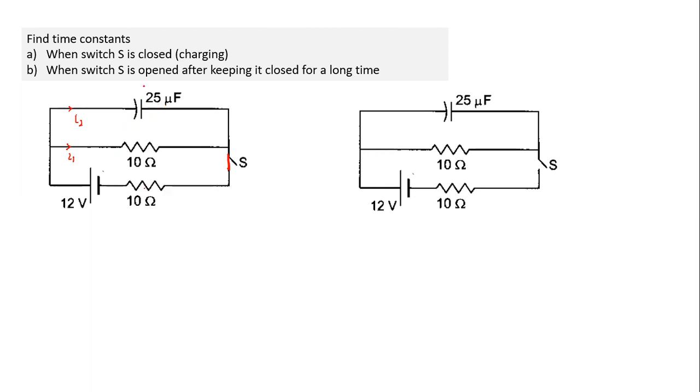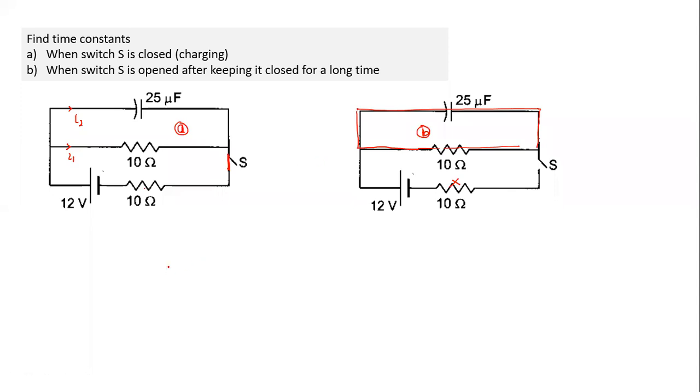After a long time, when the switch is opened, after keeping it closed for a long time, the current in this will stop flowing. Current will flow only in this part. The circuit will be only the top half. So in both cases, the circuit changes and hence the time constant also changes. We'll have a certain value of time constant while charging, and a different value when it is open, discharging. Let's understand how we calculate the time constant.